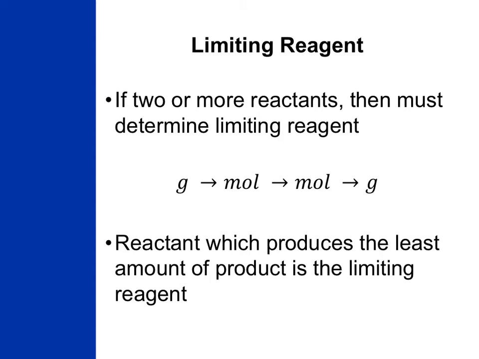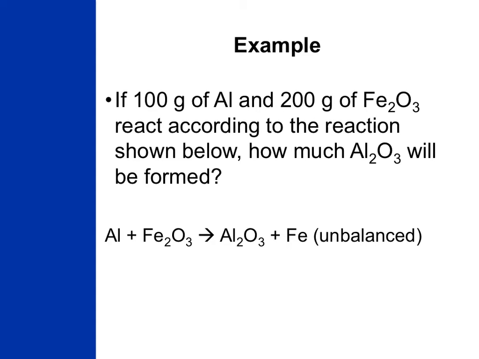So you always want to make sure that that chemical reaction is balanced before you begin. You can then compare between different reagents to see how much of the product you were able to produce, because whichever starting material produces the least amount of product will tell you which is your limiting reagent. Remember, the limiting reagent is the reactant which produces the least amount of product.